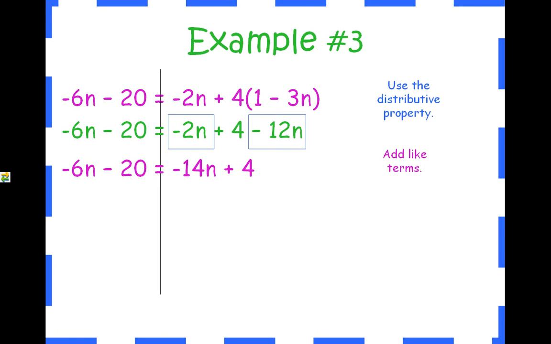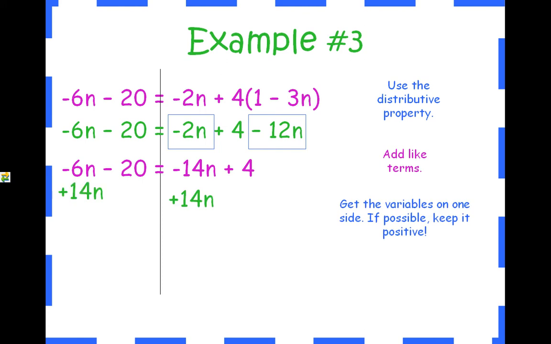But we still have variables on both sides. So which one can we move to make it positive? Let's look at that minus 14n, because to get rid of it, we have to add 14n, which will keep things positive. So let's add 14n to the right side, add 14n to the left. Opposites will cancel out, leaving us with 4. Negative 6n plus 14n is going to give us 8n and bring down your minus 20. Now we're ready to solve like normal.